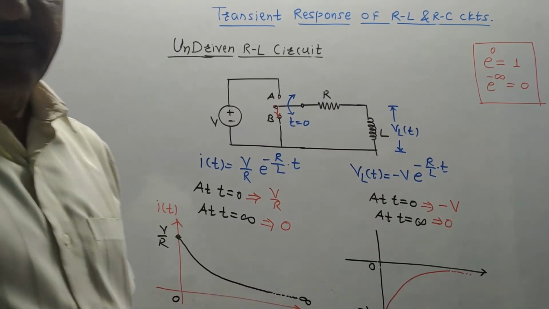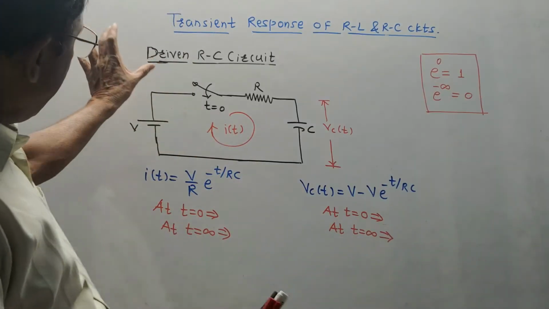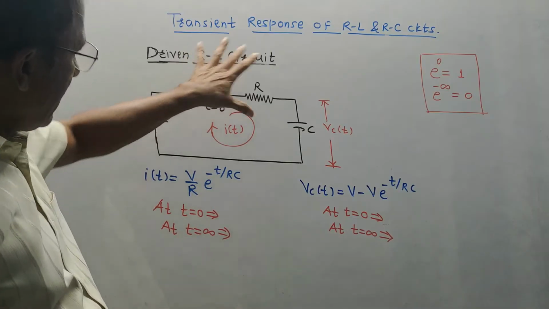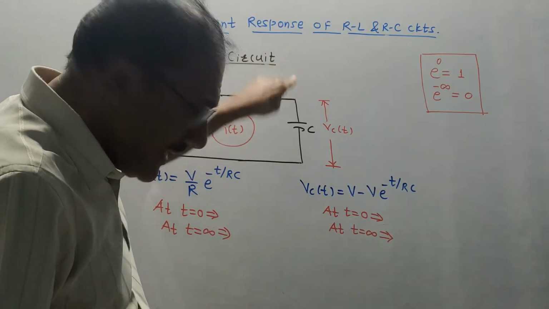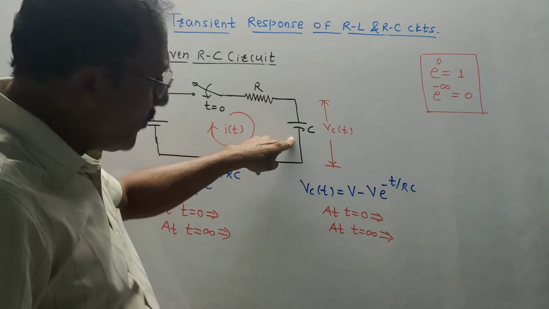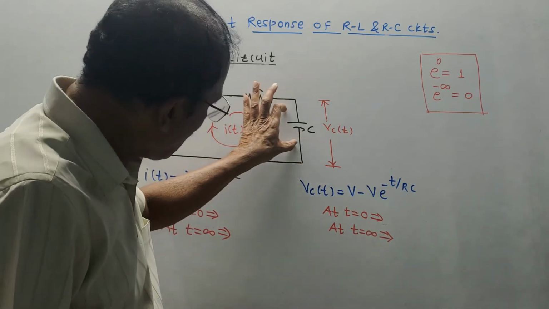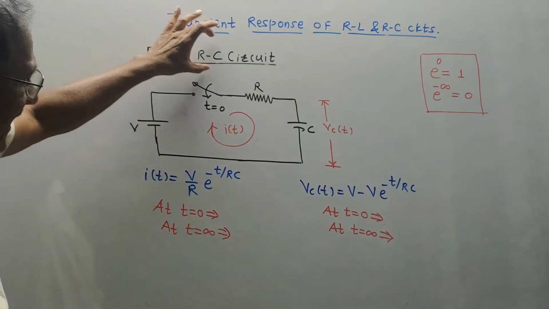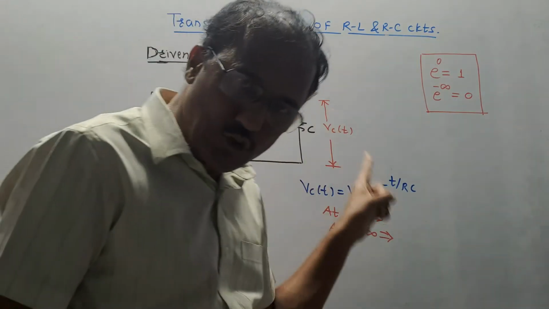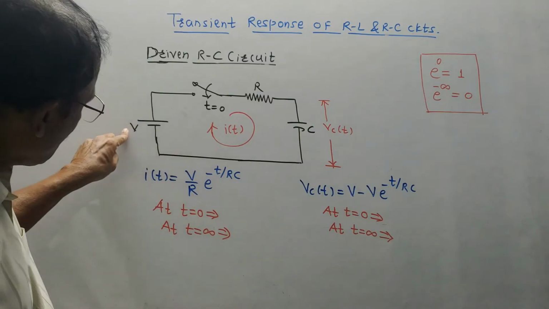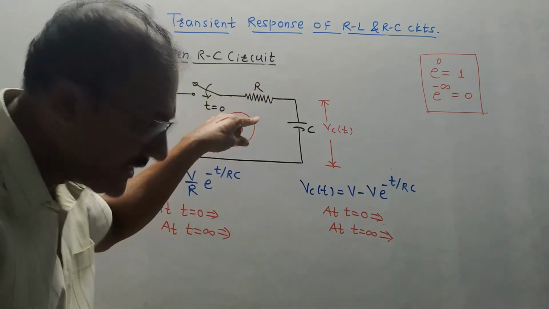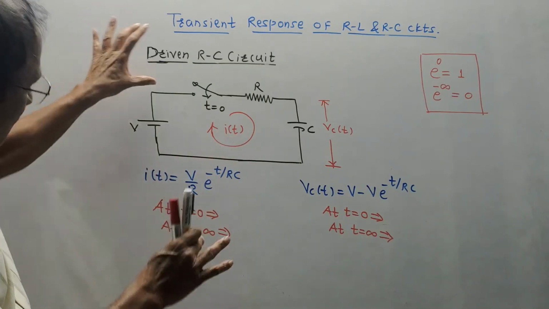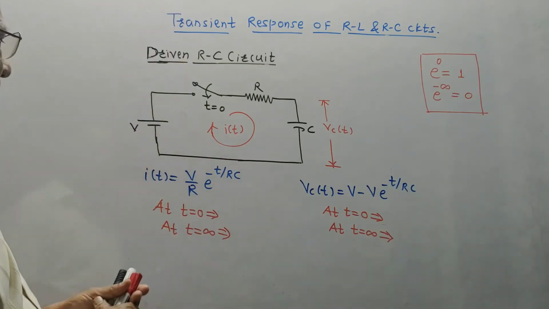Now the next circuit. The third circuit is the driven RC circuit. It is very much similar to the RL circuit. The diagram is almost the same. In place of the inductor, we have shown the capacitance, and the voltage across the capacitor is Vc of t. Current is i of t. So it is the driven RC circuit. At t equals 0, the switch is closed. So the voltage source V will get connected across the circuit and current will start flowing through this circuit. That is the reason why it is called the driven RC circuit.